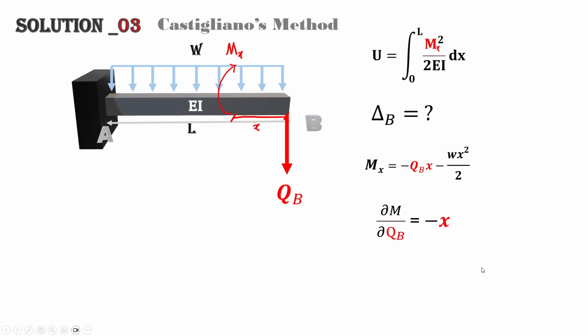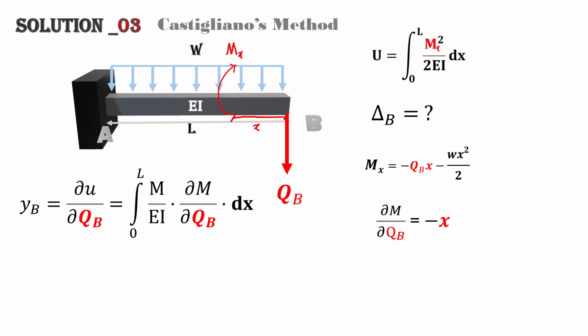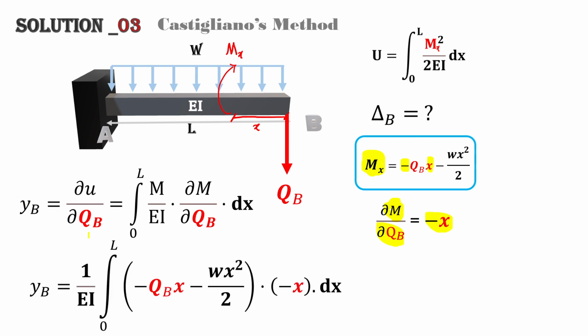Then as soon as we have that part, we know our yb comes from this equation, and we have our mx. If this is our mx function, partial m over partial qb is just a negative x, which we got here. And then if you replace this part, this is m over ei comes out of the integration, and this is our m function, which we just replace from the moment equation, which is here. This is our m function.